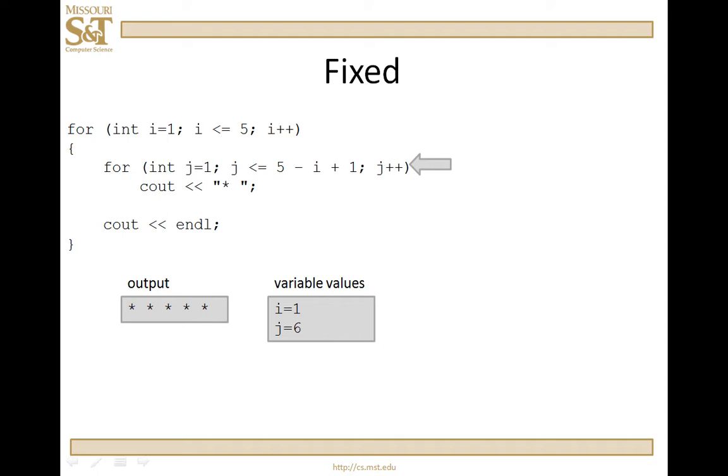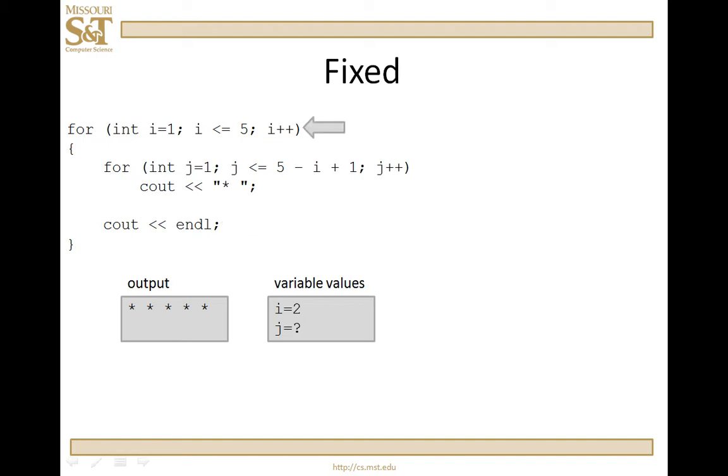Let's check. We have j less than or equal to 5 minus 1 plus 1. Well, that's 5. Is 6 less than 5? Less than or equal to, yeah, 6 less than or equal to 5? No, it's not. That's false. We don't execute the output statement. Control passes down to the output of an end line, which gives the cursor down to the next line.